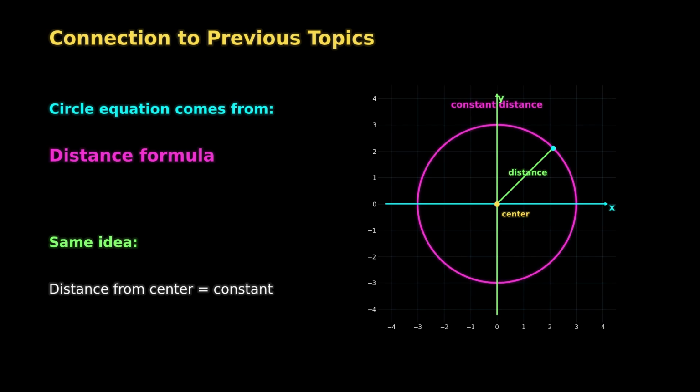A circle represents symmetry, balance, and equal distance. The circle equation comes from the distance formula. The idea is that the distance from the center is always constant.